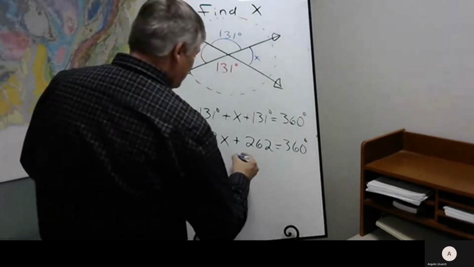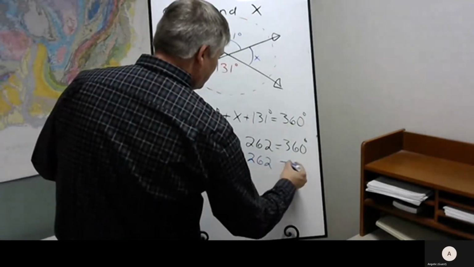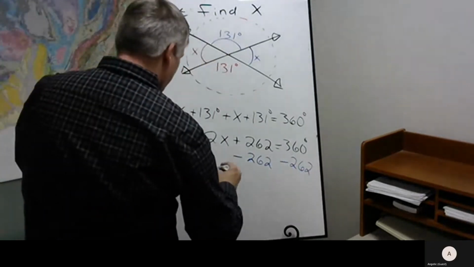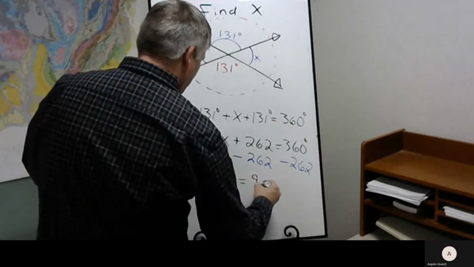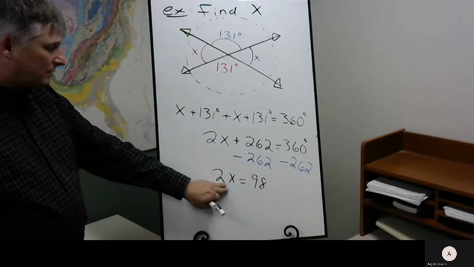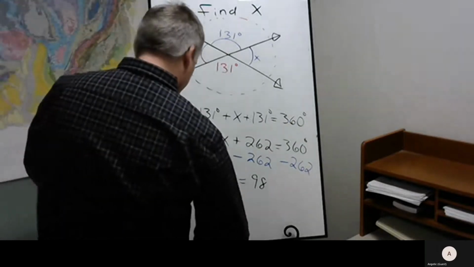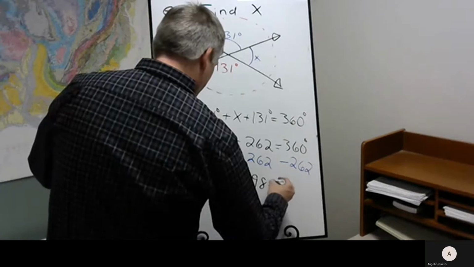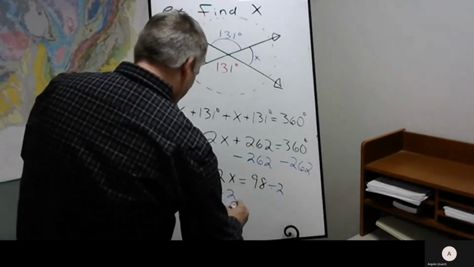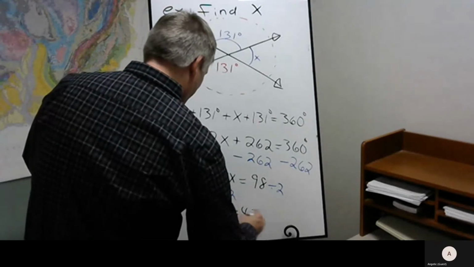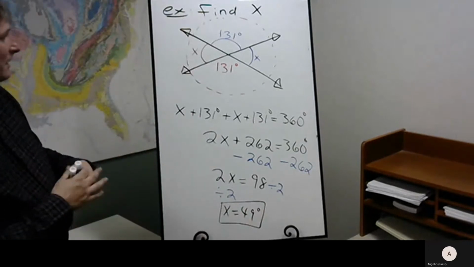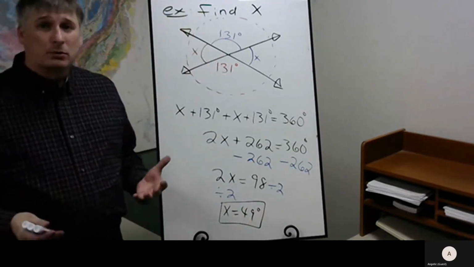So the opposite of adding, subtracting. And so this will be 98. And then the opposite of multiplying is division. So we'll get x, again, is 49 degrees. So either method will work.